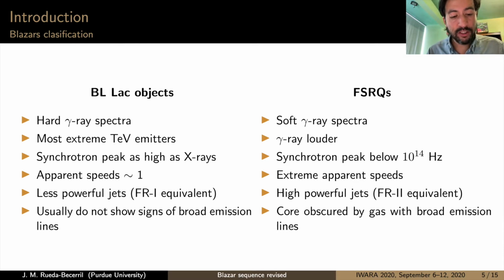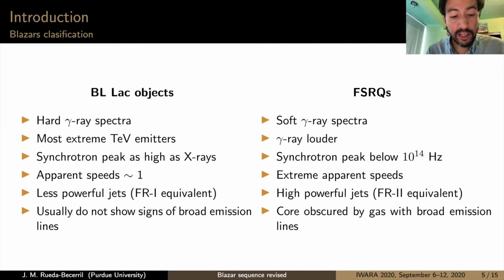The BL Lac objects have an apparent speed close to 1, which means that they are not so extremely relativistic, and they have a low power jet. These BL Lac objects are thought to be the FR1 equivalent, these Fanaroff-Riley radio galaxies. On the other hand, FSRQs do have extreme apparent speeds, showing also in the radio that their jets are extremely powerful, just like FR2 radio galaxies.